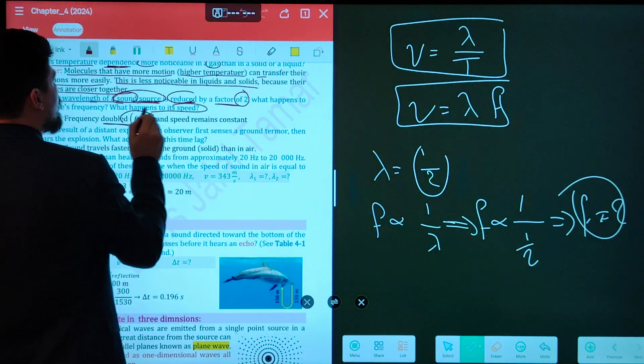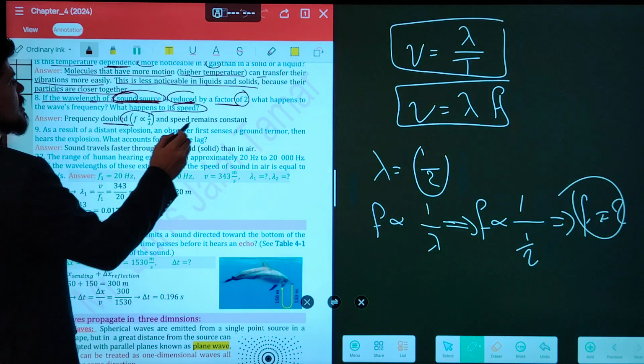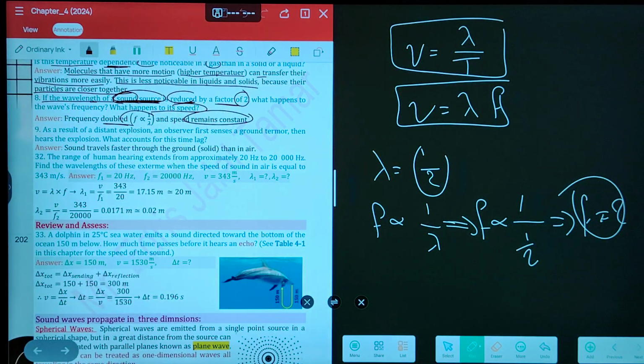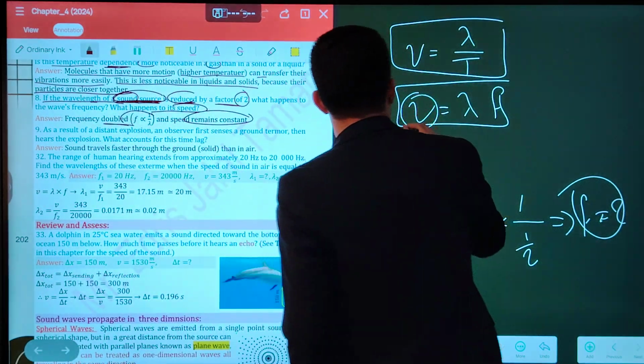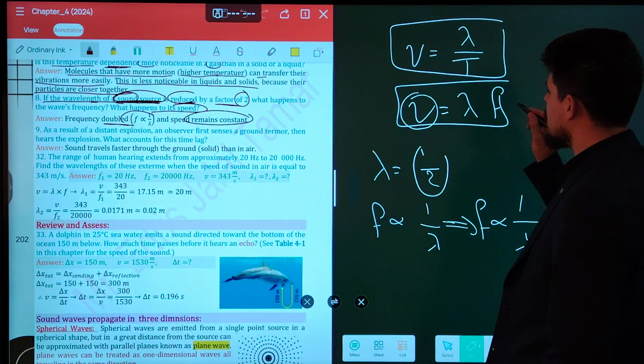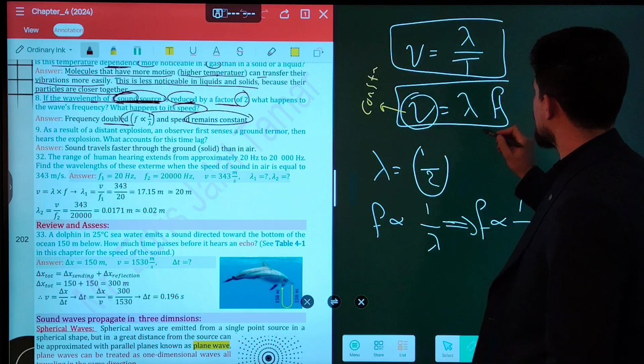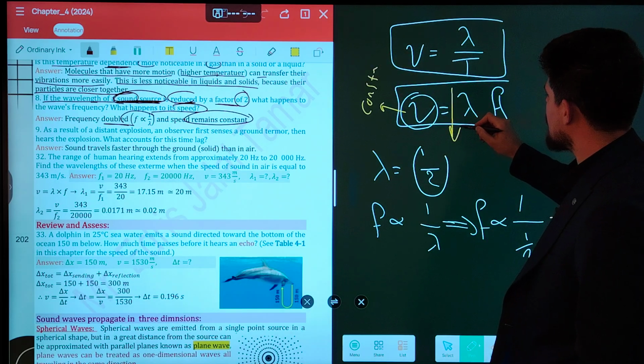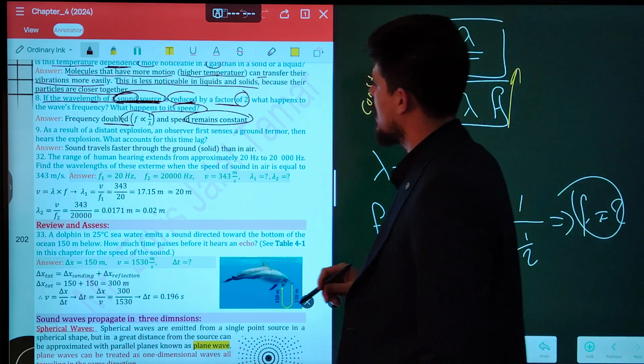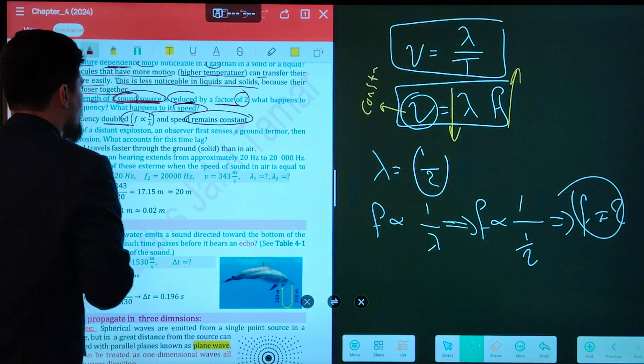So what about the speed? Because the sound source is given, the speed remains constant. Speed does not depend on the frequency at a given medium. It is constant at a given medium. When wavelength becomes half, frequency becomes double. And vice versa is true, okay?